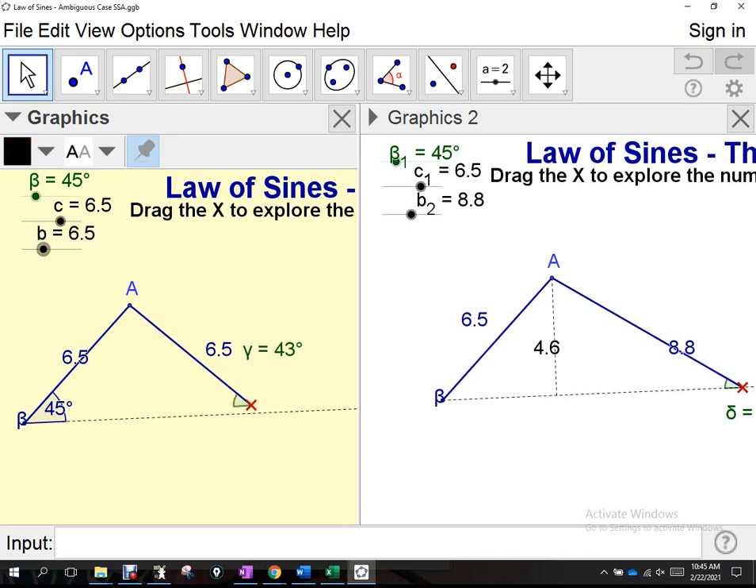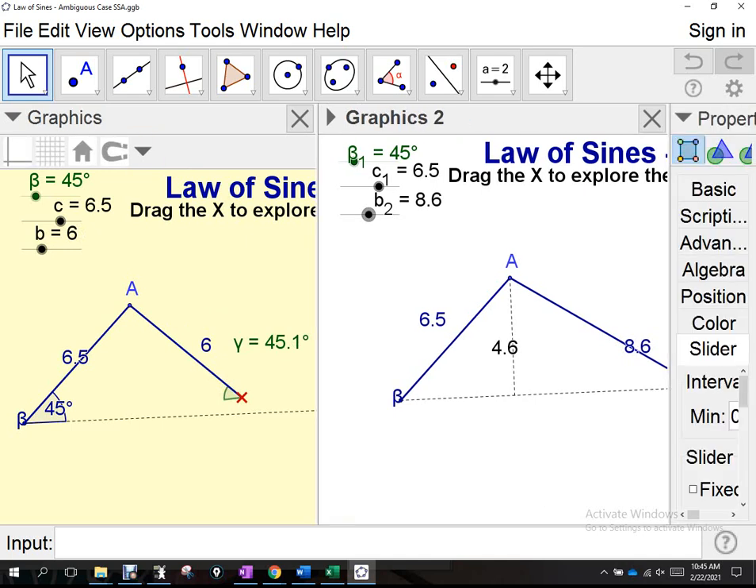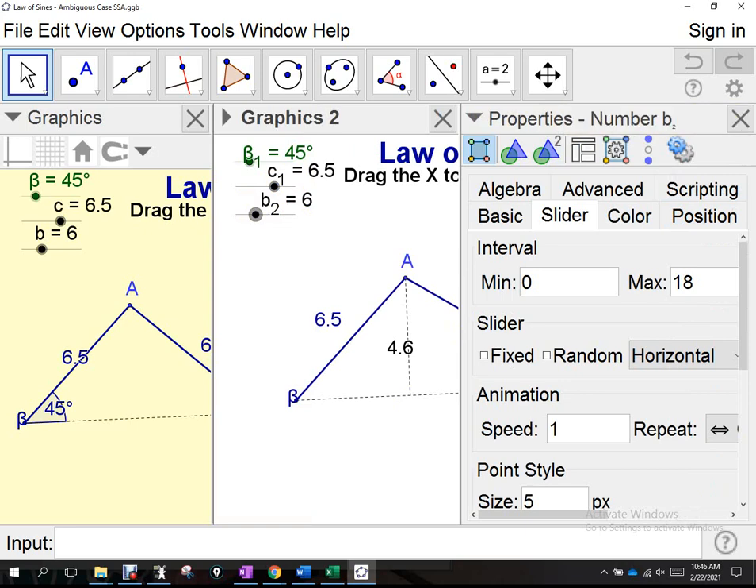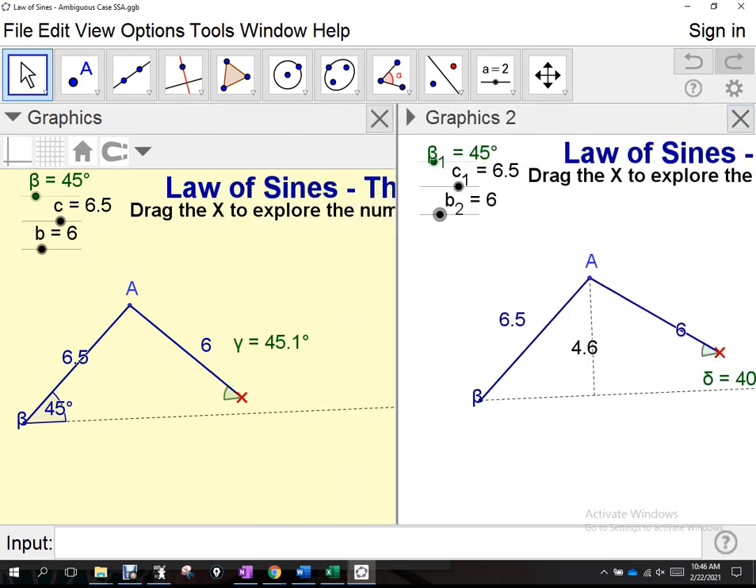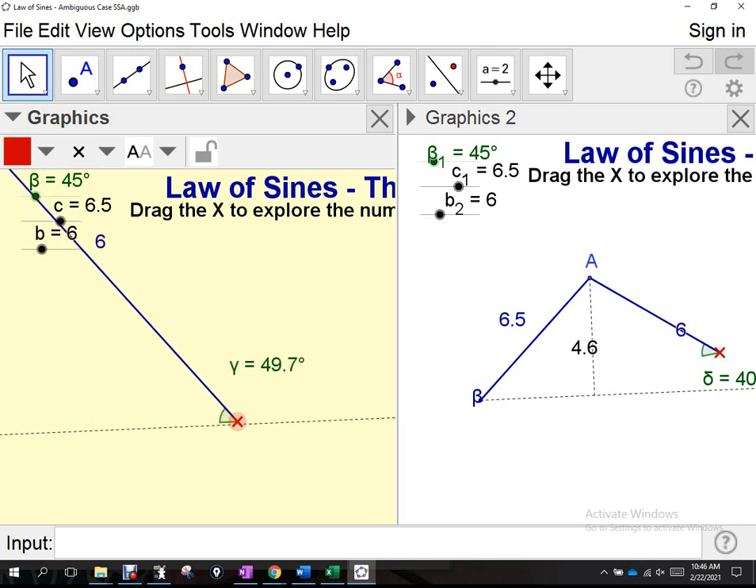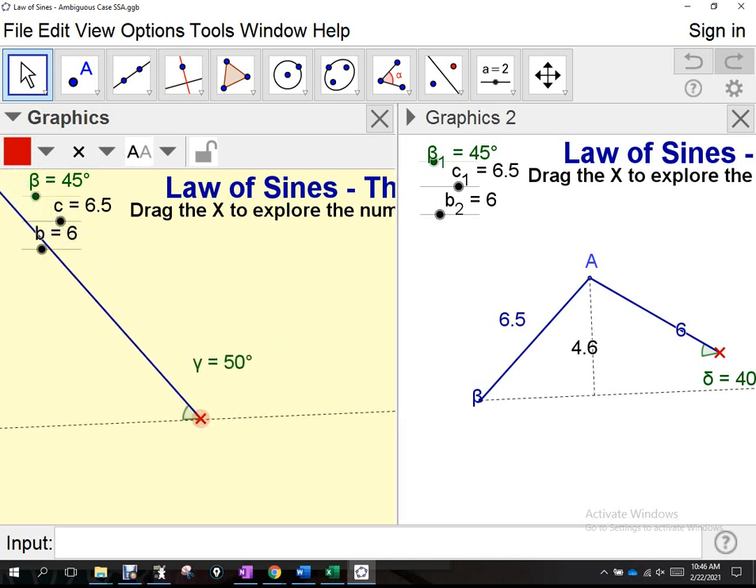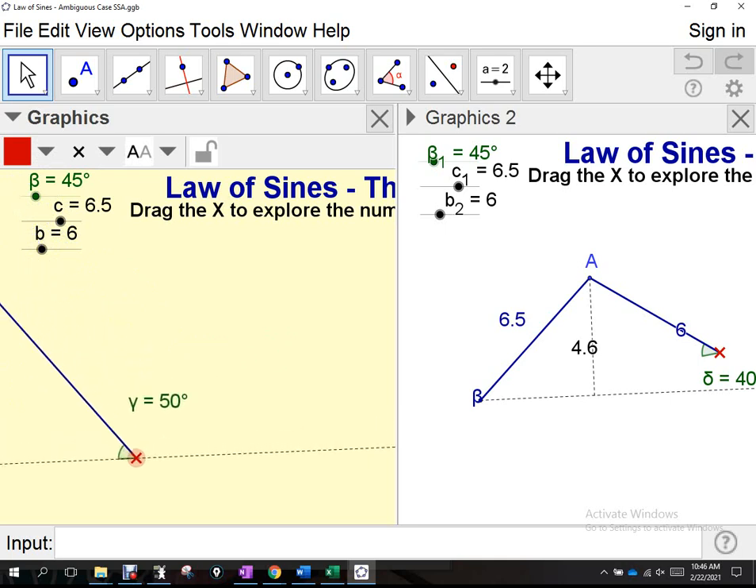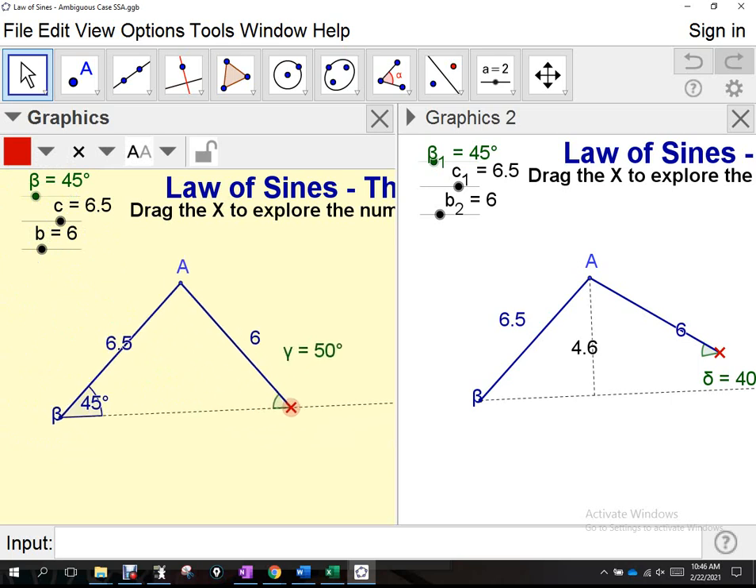Let's make this segment 6. Come over here and make it 6. So if I put these segments in front of you, student A, I want to zoom in here, try to get the best intersection there. Student A might be able to make that triangle right there, correct?